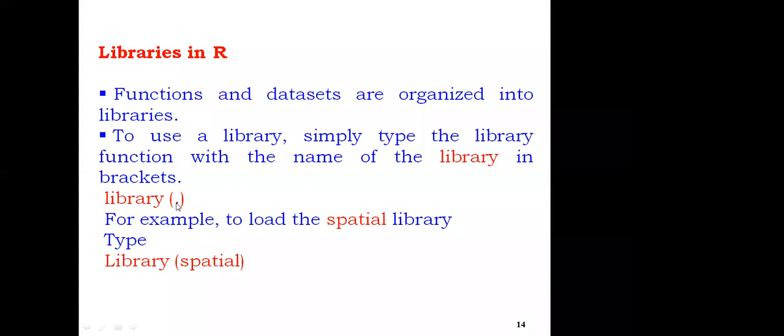So what does the dot mean? That means whichever package you need. First you type library, and then within the brackets you type the package you need. For example, I have taken spatial. We type spatial in place of the dot. So library within brackets spatial. So this is libraries in the R programming language.